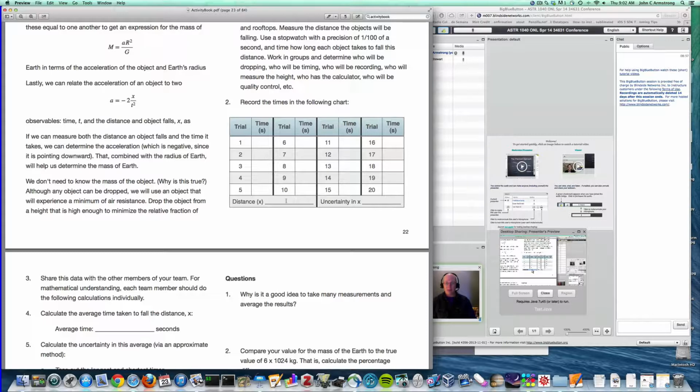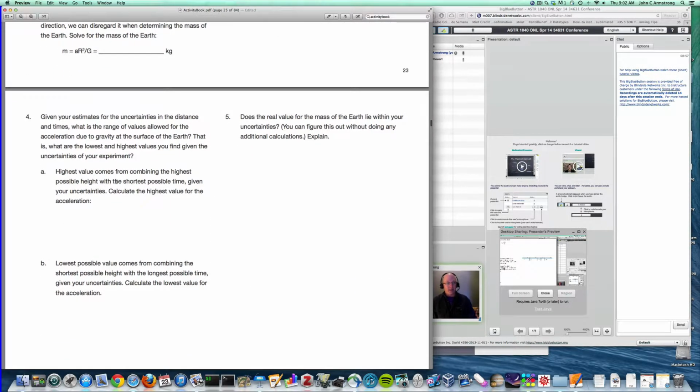So my distance would be, I might say, 2 meters, and then I would say my uncertainty is 2 centimeters, which would be 0.02 meters. And then this is the value I would use for my uncertainty. So if I was going back down here for this problem, I would say for my highest value, I would combine my highest height, which would be 2.02 meters, and my shortest time. And then for the other one, I would do 2 meters minus 0.02 meters, so 1.98 meters, and my longest time. And by doing that, and then doing the same calculation again, that should give you a range to bracket those values.